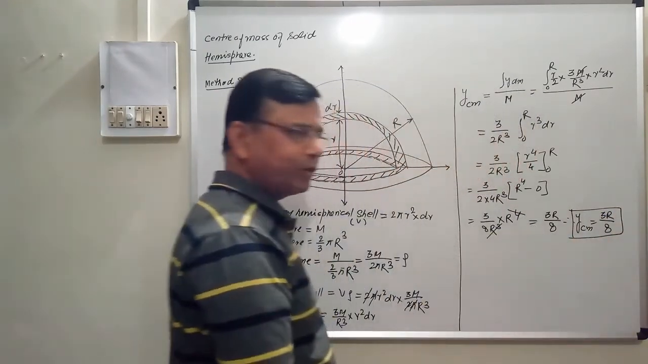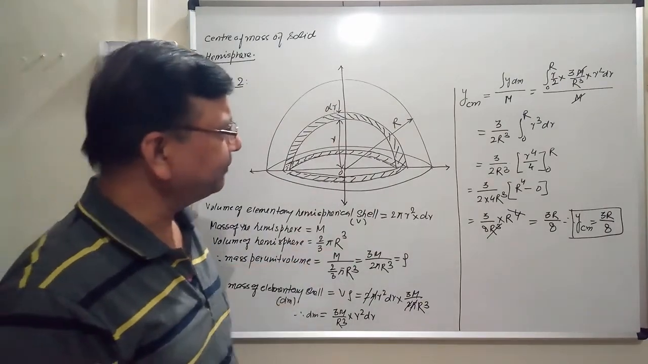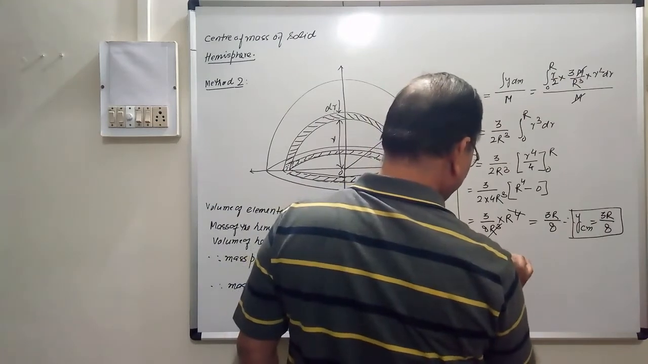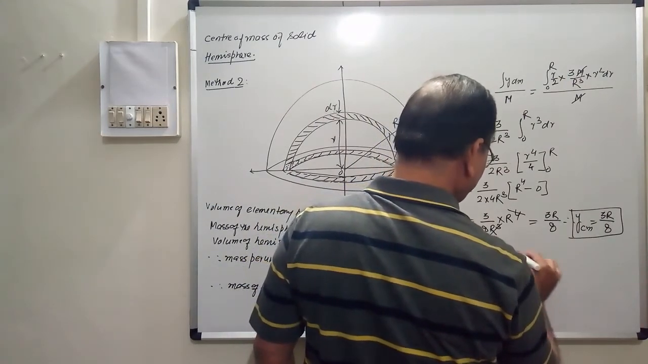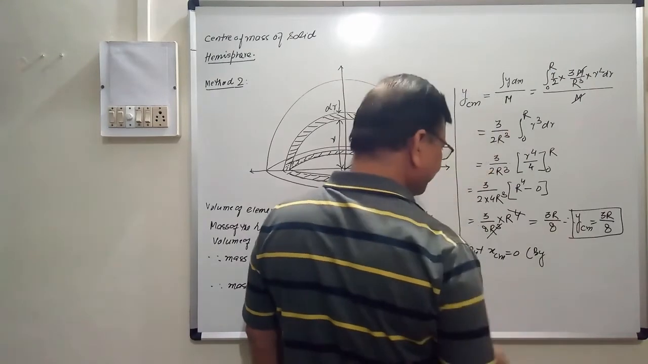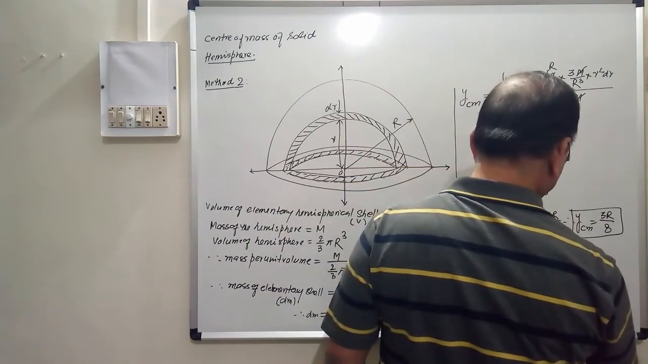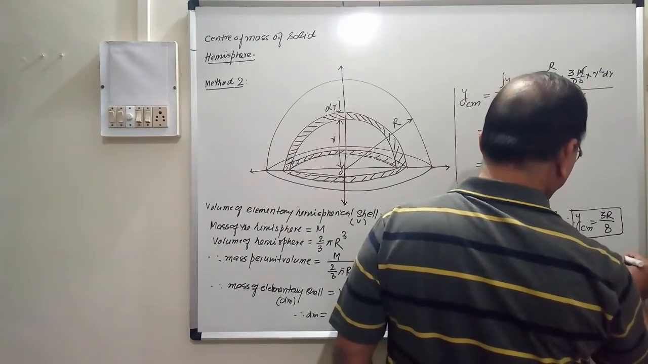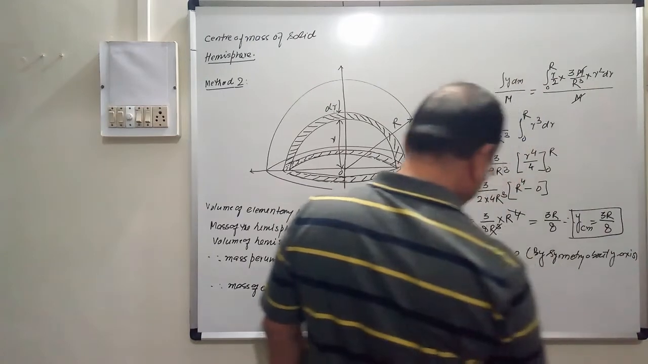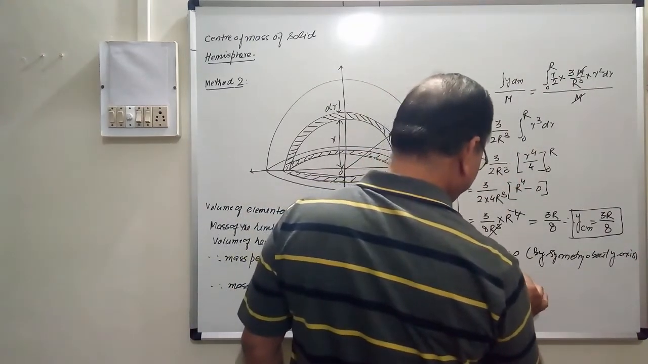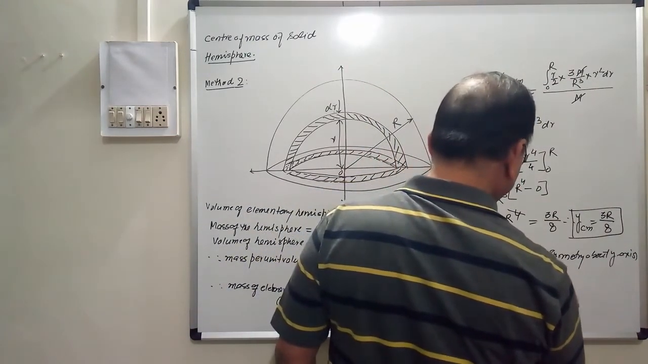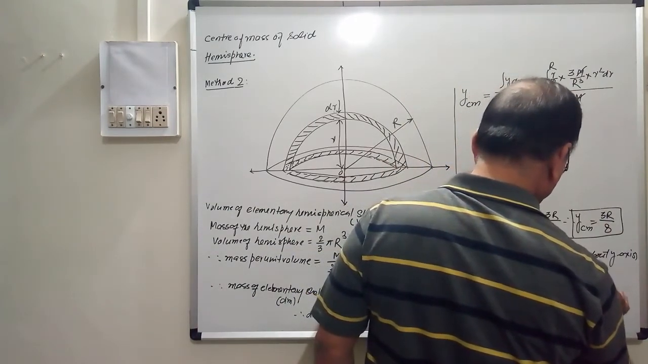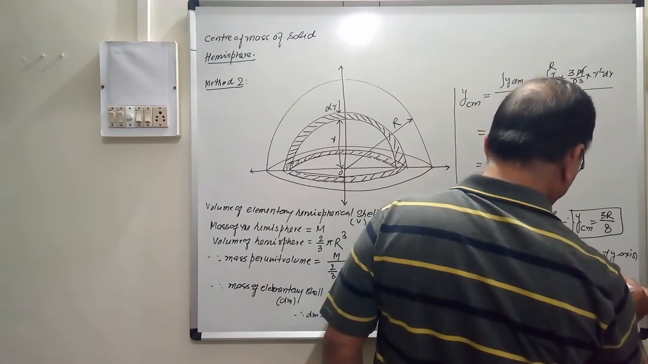That we got, as we have got in the previous case, in the similar way. This is again ycm, but xcm is equal to 0 by symmetry about the y-axis, right? Therefore, we can write the coordinates of center of mass is equal to 0, 3r by 8.